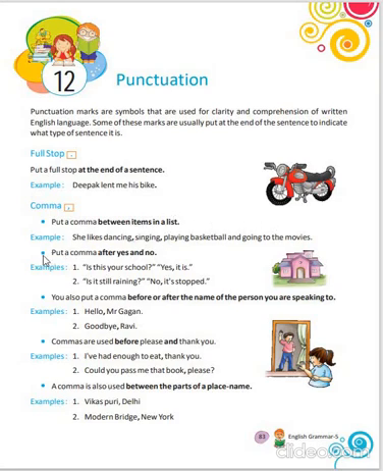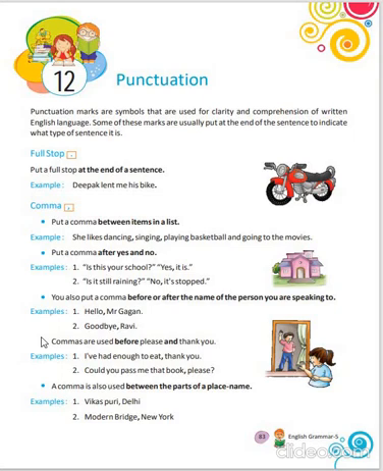Comma is also used after yes and no, like: Is this your school? Yes, it is. So in this case, comma is used after yes. Now, comma is also used before or after the name of the person whom we are speaking to, like: Hello, Mr. Gagan. Goodbye, Ravi. So in this case, we have put comma.